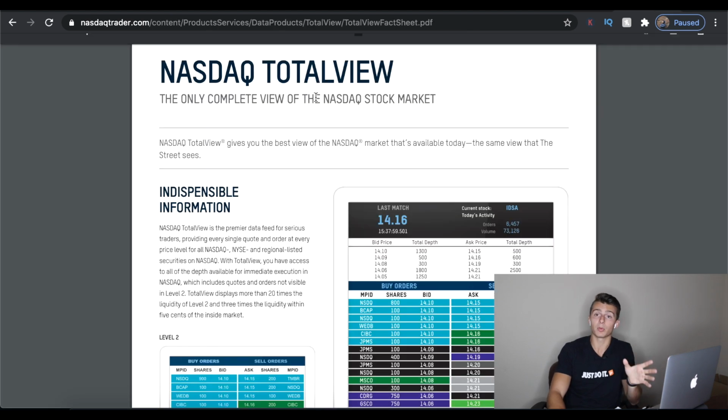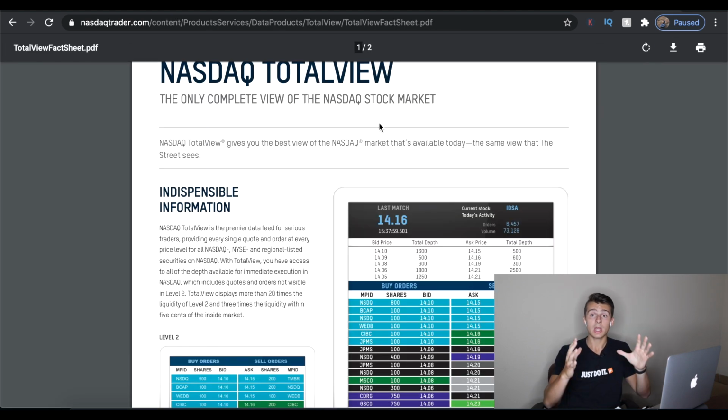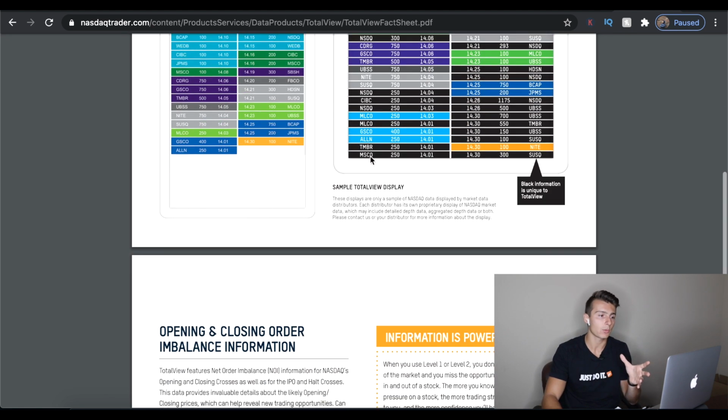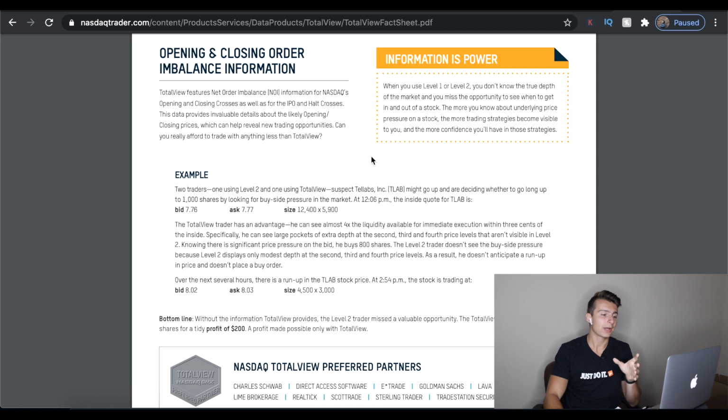This is actually not from Webull. This is going to be just explaining what TotalView can help you with. So I want to go through this quick example just so you can understand what TotalView is all about. Really quick, we have this example of 2 traders, one using level 2 and one using TotalView, okay, and they're deciding on whether they want to go long on a certain stock. And so they're seeing this right here.